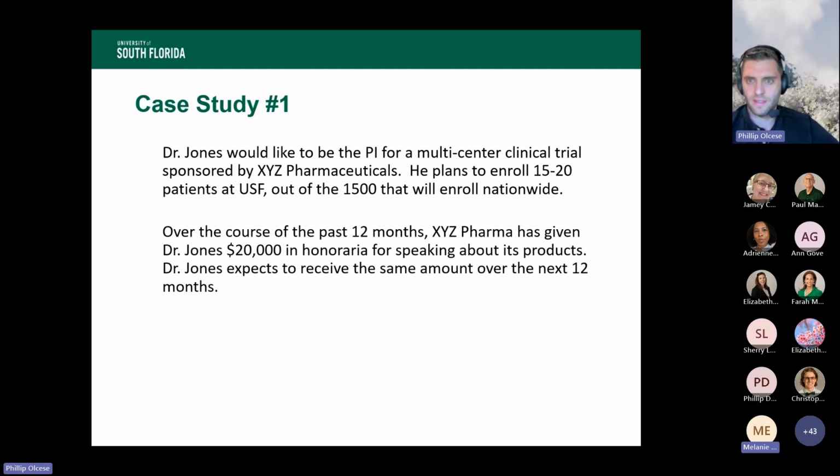So yes, there's a clear SFI that is being disclosed here. We're seeing that Dr. Jones is receiving remuneration of $20,000. Our threshold is anything greater than $5,000. And this is being received from the company that he is a study PI on. So he will need to disclose this. USF will implement a management plan and we will mitigate the COI.